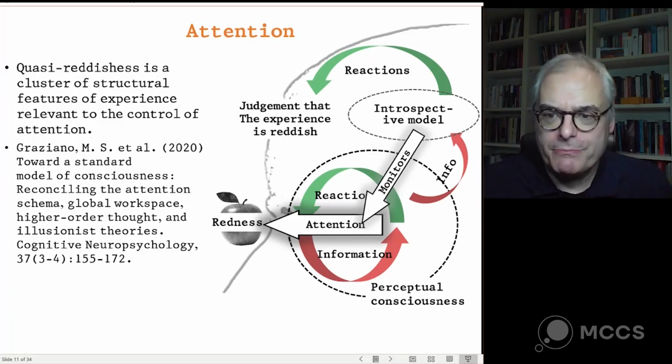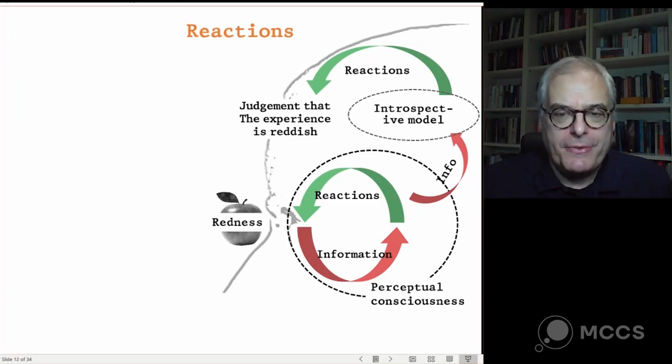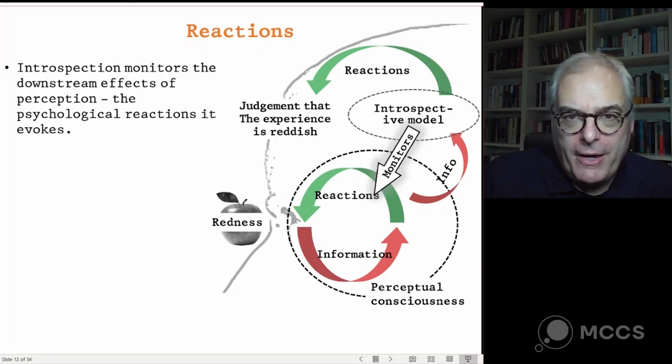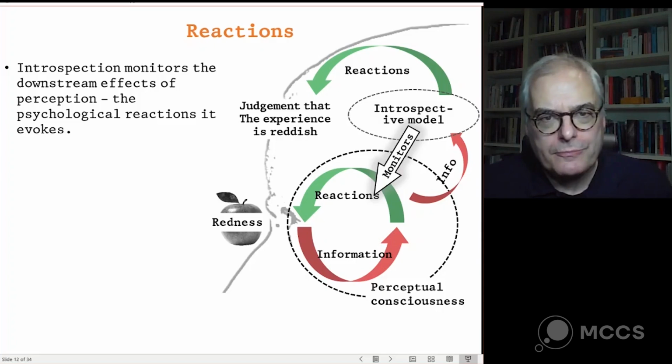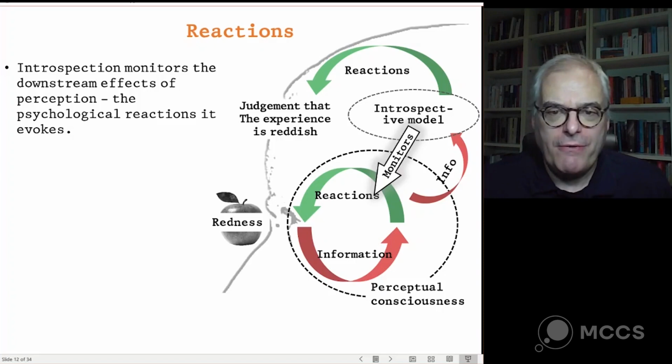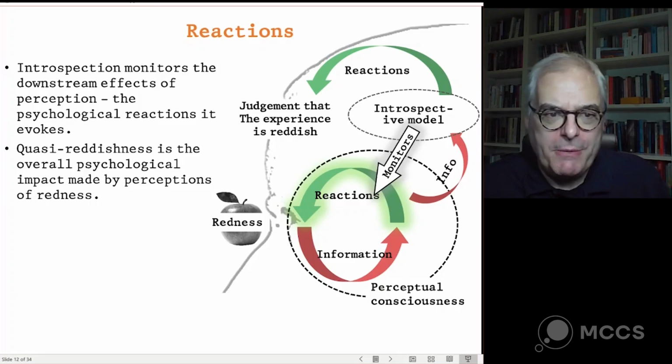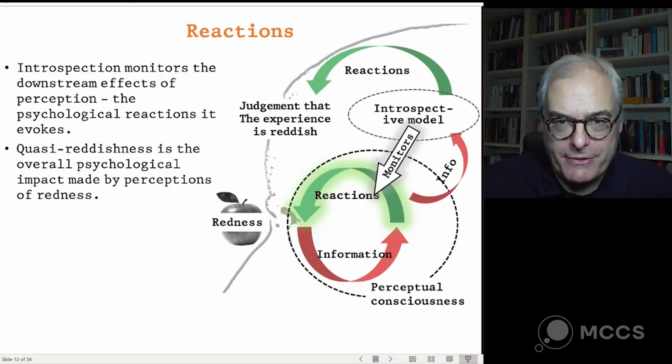Okay, let's move on to another approach. The suggestion here is that what introspection is monitoring is not so much perception, not so much the informational side of experience, but the downstream side: the reactions, the downstream effects of perception, the psychological reactions that perceptual processes evoke, the other side of the circle, if you like. So quasi-reddishness, the features that are being tracked, will be something like the overall psychological impact made by perceptions of reddishness. Introspection will be monitoring the characteristic patterns of reaction the current stimulus is evoking.